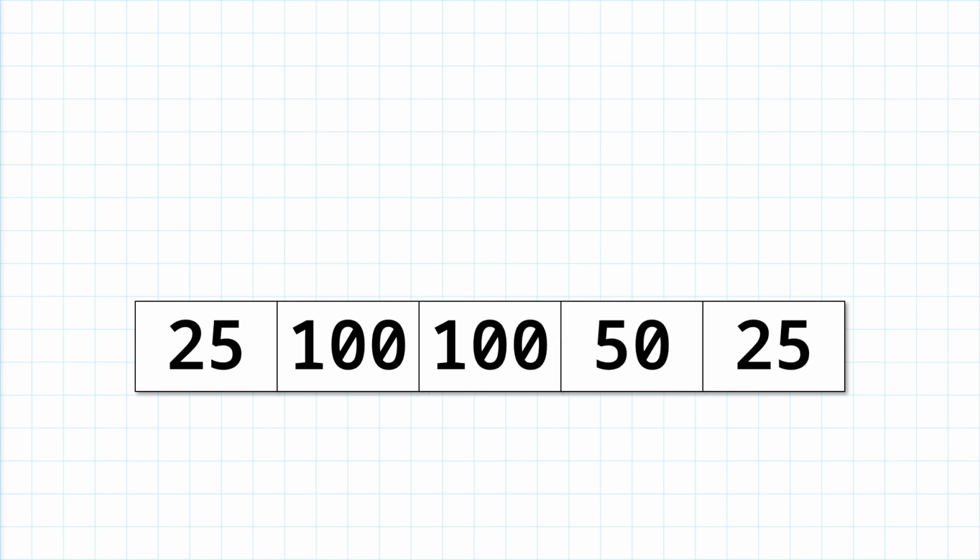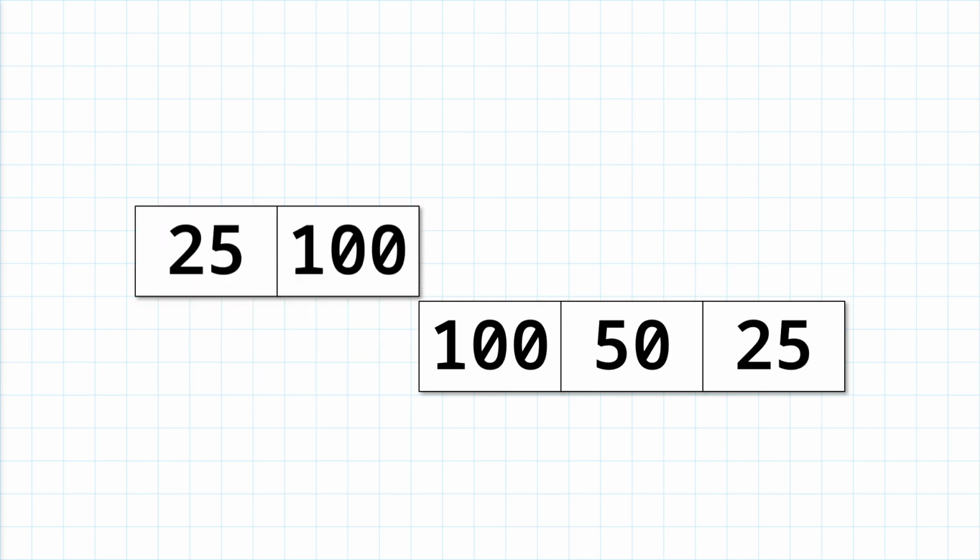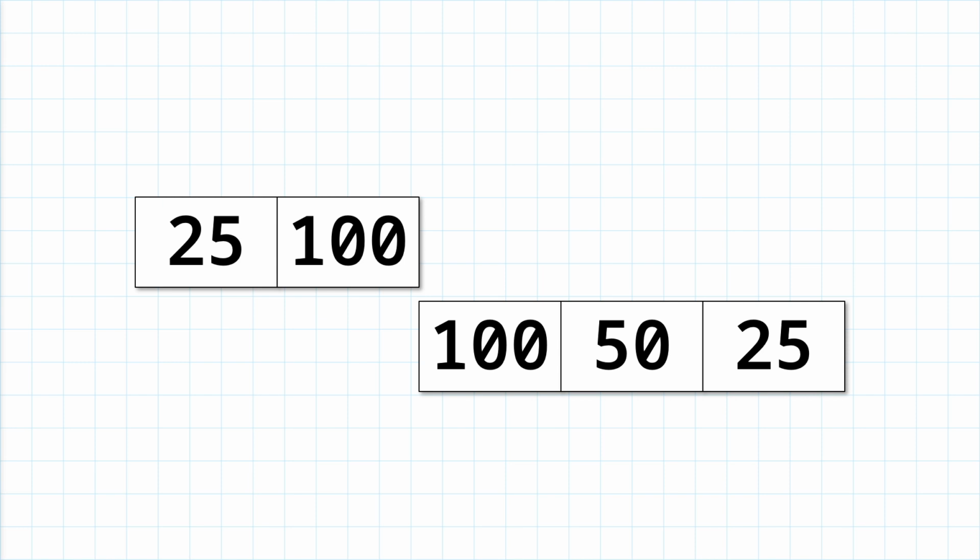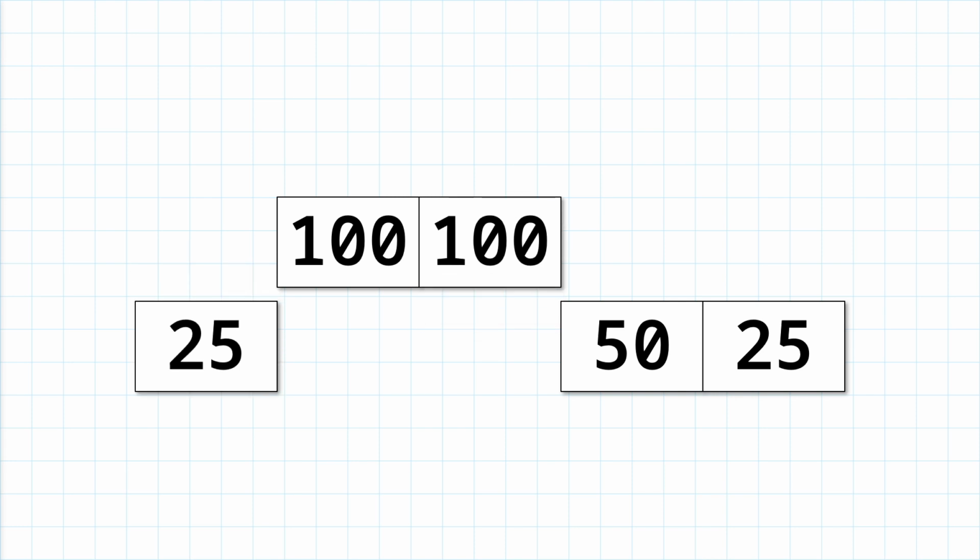So let's swap a couple values so there are two adjacent hundreds and see how that changes things. Like last time, we're going to go through and compare neighbors, and just like last time, the 25 and 100 aren't a match, so we keep going. But now we found two adjacent 100s.